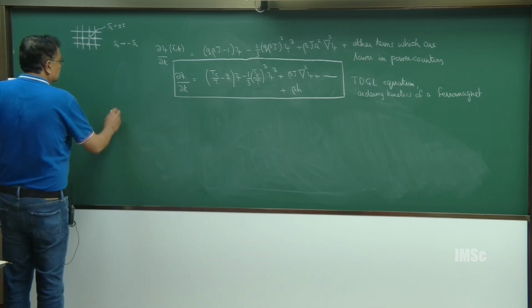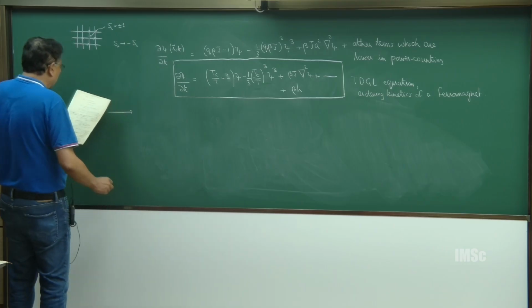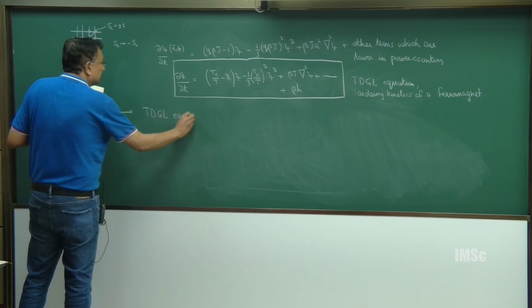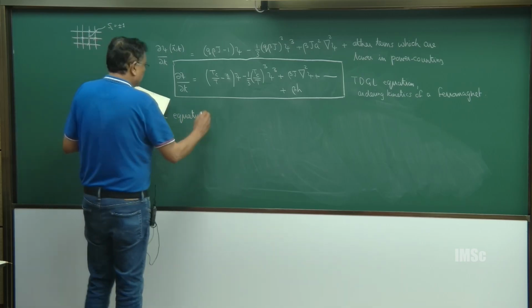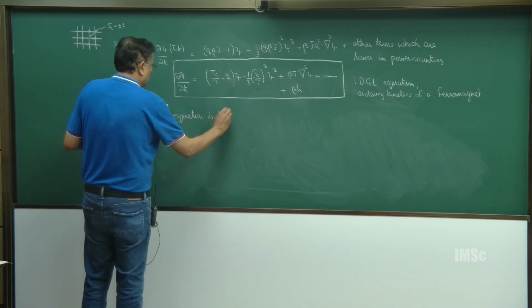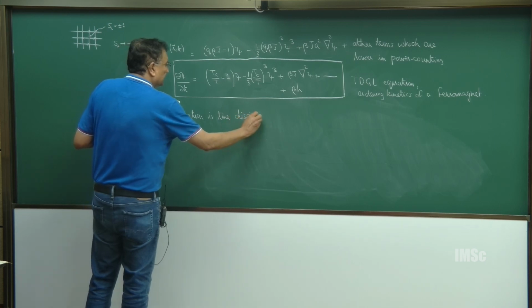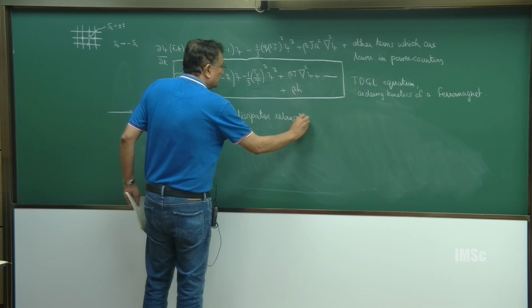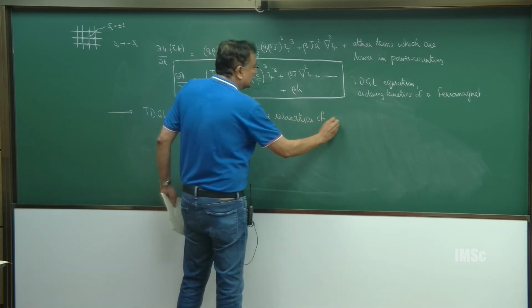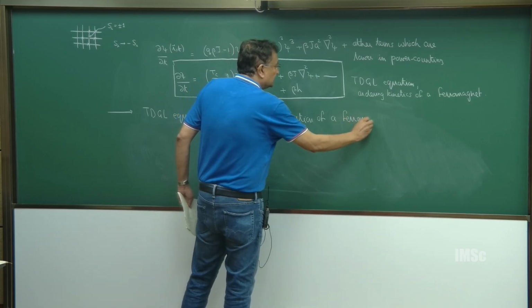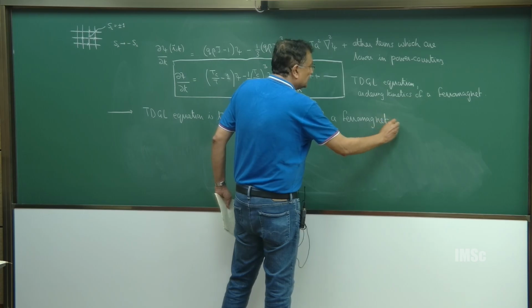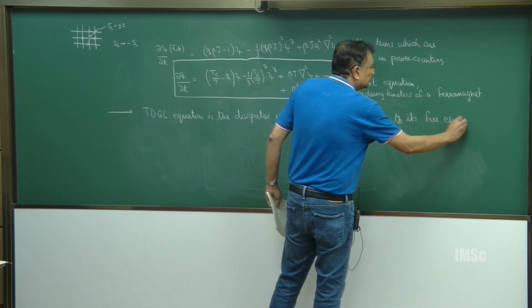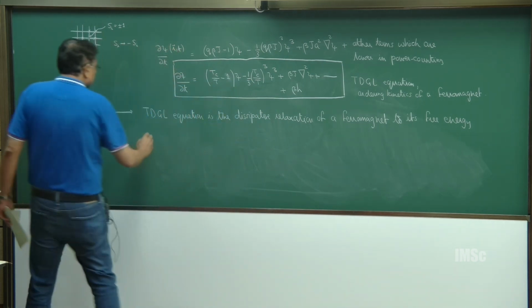So this is an equivalent statement, that's the statement I'm going to make, that the TDGL equation is the dissipative relaxation of a ferromagnet to its free energy minimum, exactly as has been pointed out, to its free energy minimum. Okay.